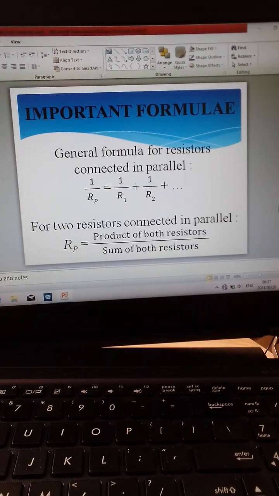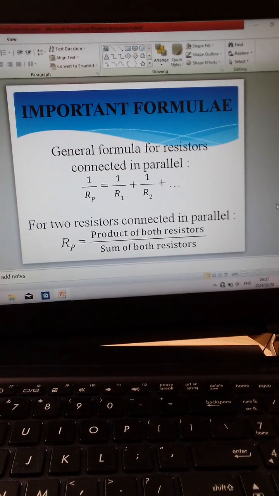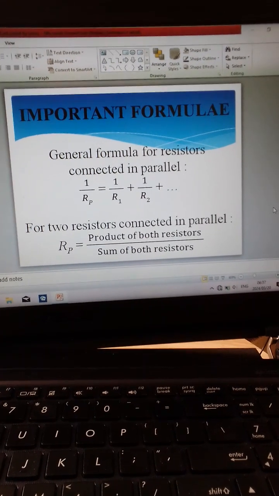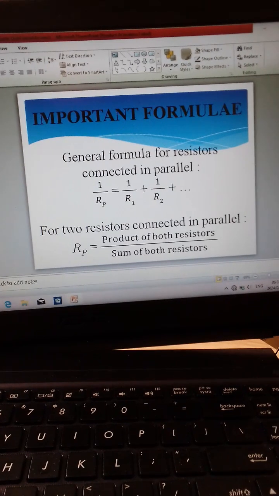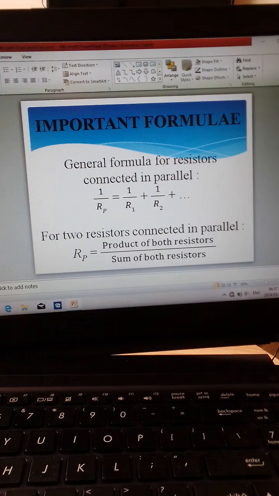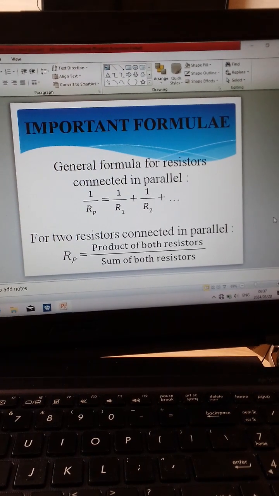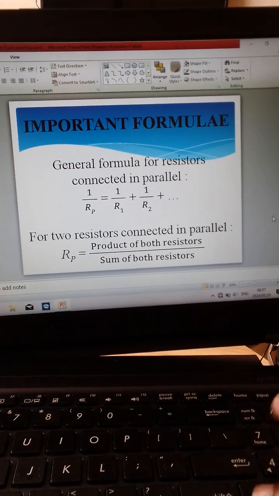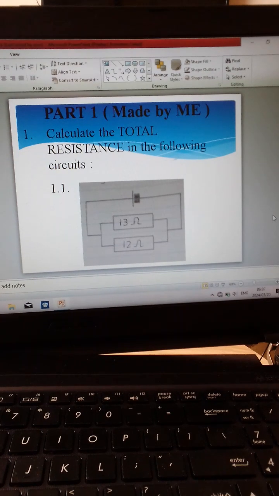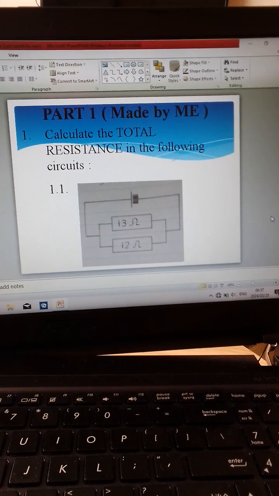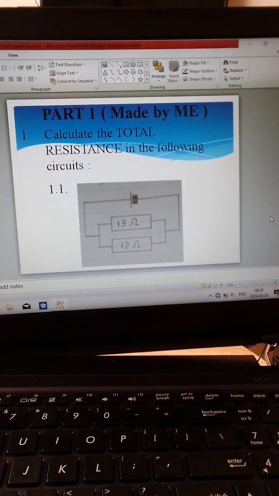So I'll show you. What you need to know is that for two resistors connected in parallel, the formula is product of both resistors divided by sum of both resistors. So let's just look at these examples. I made them so that you can gain a better understanding.